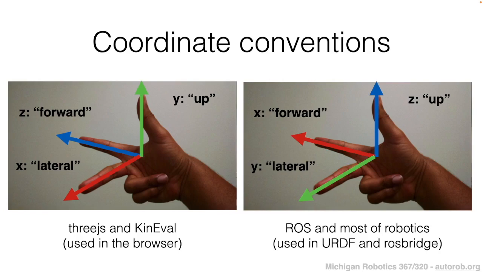And so the reason that we're pointing this out is that for this course, our URDF files are going to be defined in the ROS convention, but our simulator needs to be able to ingest those robot description definitions and then visualize them in the 3JS coordinate system, which is shown on the left. So we're going to have to be able to do this coordinate transformation between these two systems. And so once we get to this point in the project, we will be sure to point out how we can do this transformation properly.